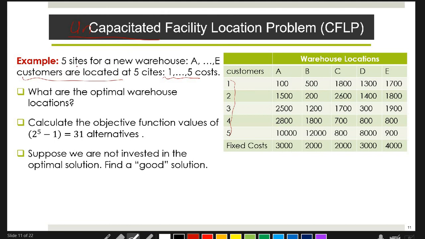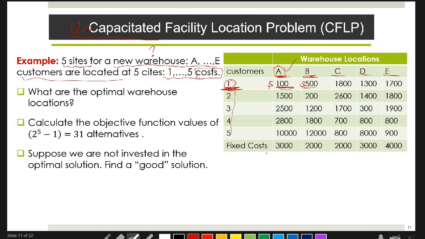And then there are 5 alternative sites to establish a new warehouse. But how many new warehouses will be established? It is a question. We don't know. These are the potential sites for the warehouse locations. This table shows the cost of satisfying a customer from a warehouse. If you satisfy customer 1 from warehouse A, then the cost is $100. From B, it is $500. If you compare these two values, you can easily say that satisfying customer 1 from A is cheaper than B. So it is better to use A for this purpose.